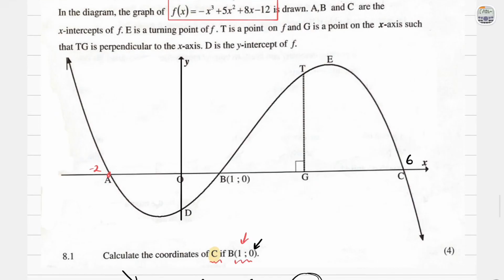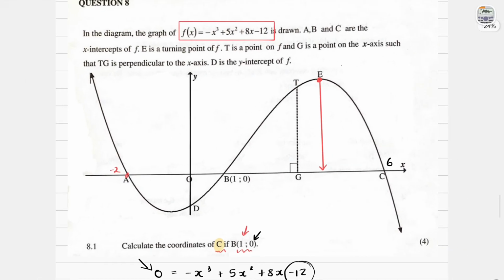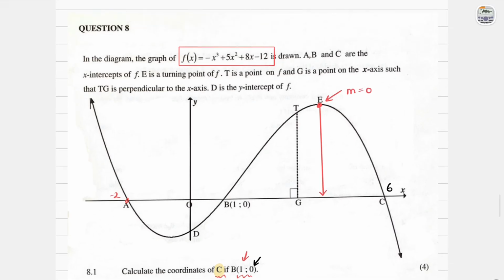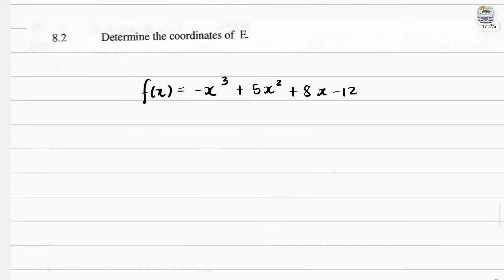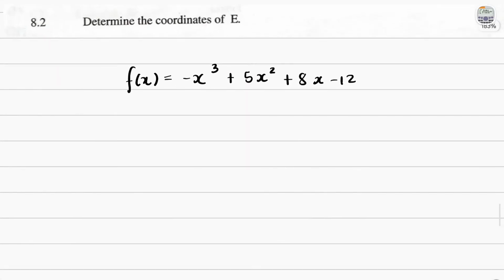So as we can see, E is one of the turning points. Okay, so the one with the positive x value. So to find the turning point, remember that this is the point where the gradient of this function is equal to 0. So that's what we're going to use. So let's go ahead and find the gradient of our function. We'll rewrite our function first. And we'll find the gradient of this function.